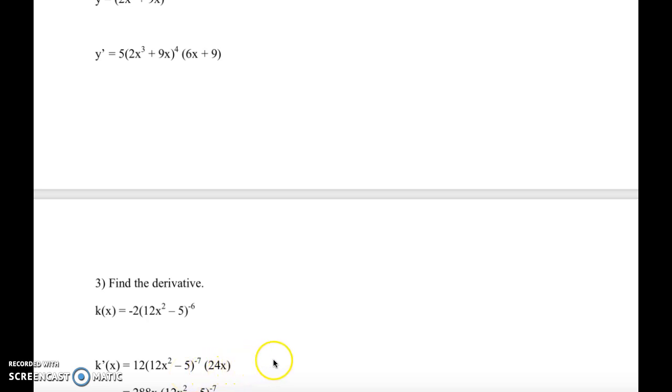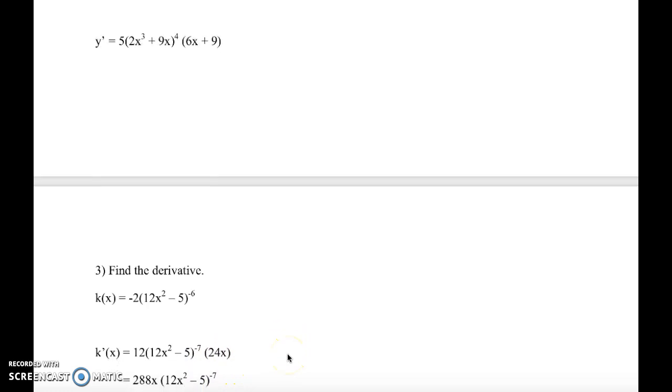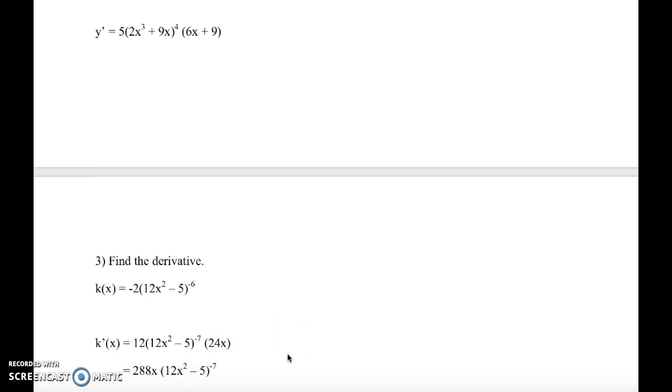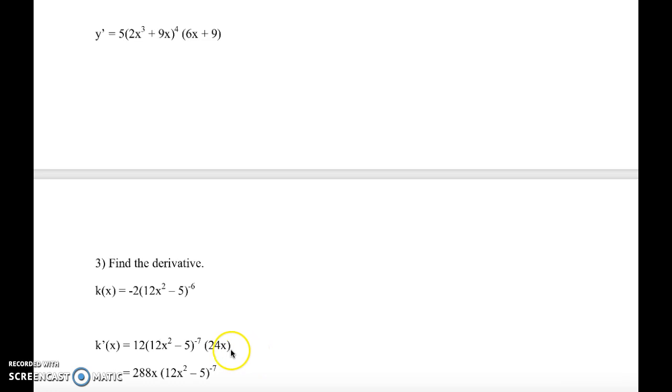The minus 5 disappears. We want to simplify this as best we can. So we're going to multiply this 24x times our 12 and get 288x. And then we still have our 12x squared minus 5 all to the negative 7th power. And in order to make that a little cleaner, we're going to move all of this to a positive exponent, because remember, we do not like things still staying to the negative exponent.